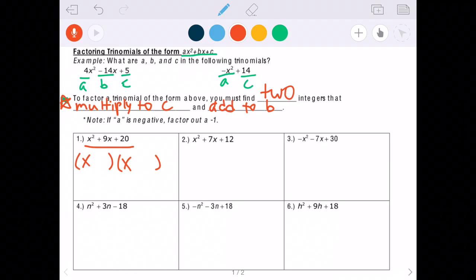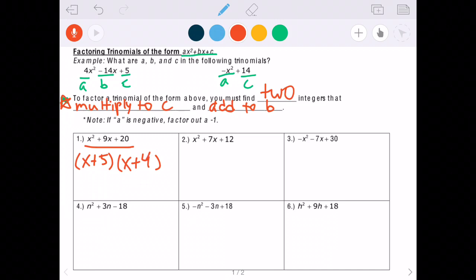And it's x squared, so I know I'm going to have an x in both parentheses. Now, two integers that multiply to c and add to b. In this example, you need to recognize that 20 is c and 9 is b. So start thinking in your head, what are two numbers that multiply to 20? Well, we have 20 times 1, 10 times 2, 5 times 4. Those are all options. But those two numbers also have to add to b, which is 9. Obviously 20 and 1 don't add to 9. 10 and 2 adds to 12, not 9. However, 5 and 4 adds to 9. So that's going to be our answer, x plus 5 times x plus 4.